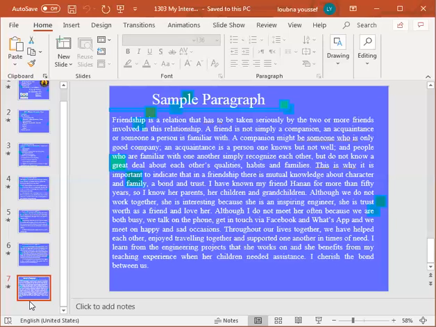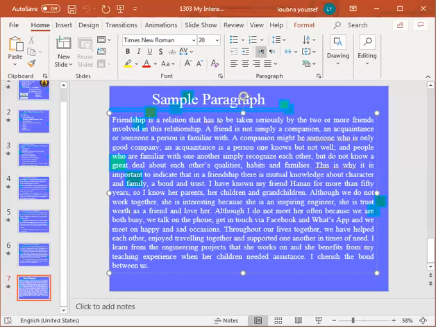Although we do not work together, she is interesting because she is an inspiring engineer. She is trustworthy as a friend, and I love her. Okay, so the writer here introduces the profession of Hanan and the fact that Hanan is trustworthy, and the fact that the writer loves her friend.